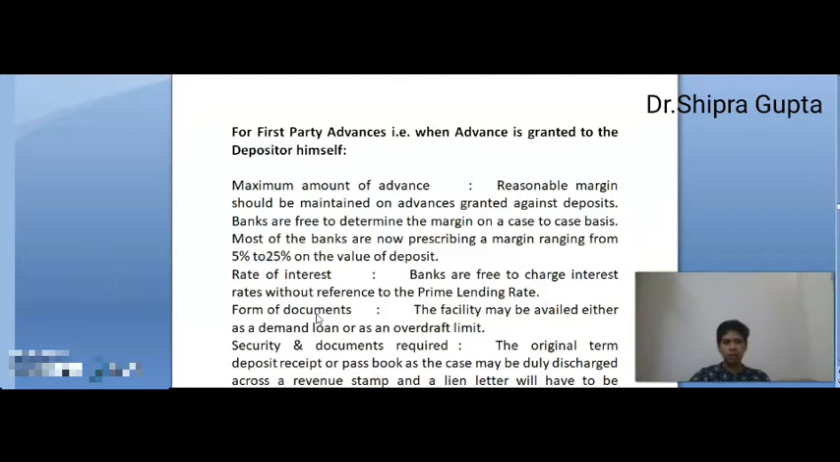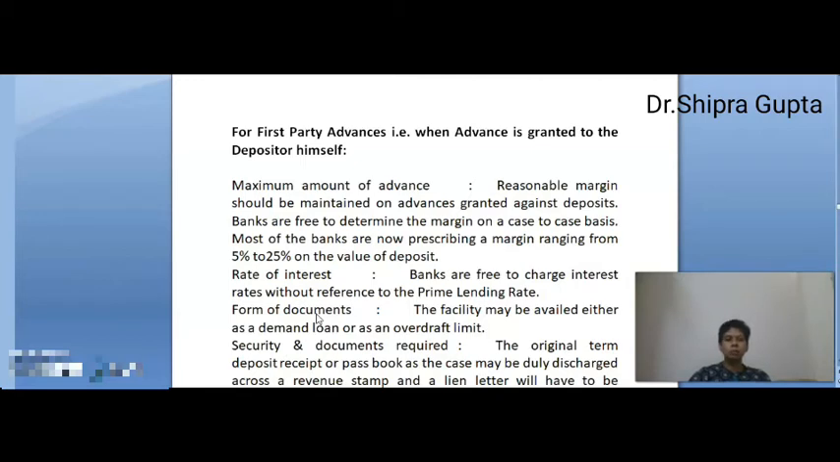So in this condition, a reasonable margin should be maintained on advances granted against deposit. In this case, the margin rate will be 5% to 25%. It means your deposit money or your security value is more than your loan or advance money, and the difference between both is 5% to 25%.